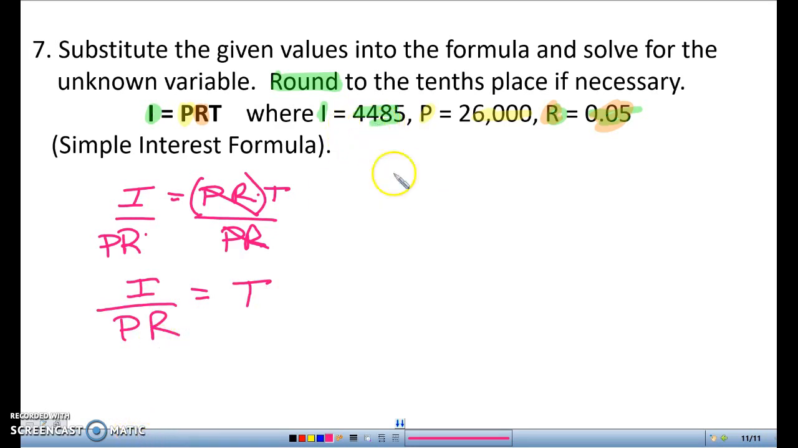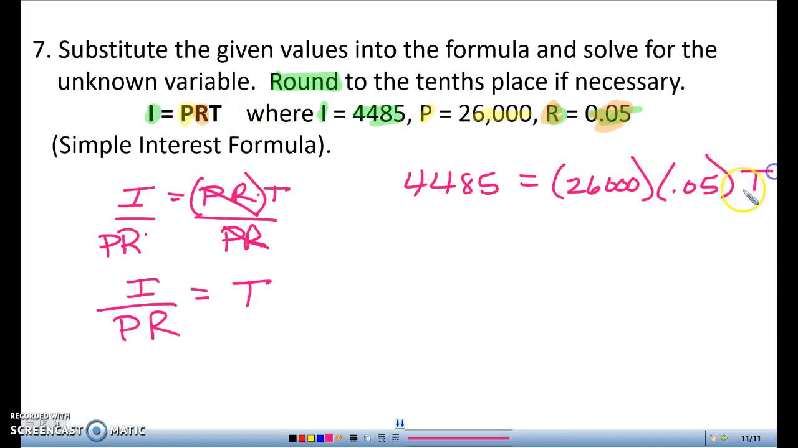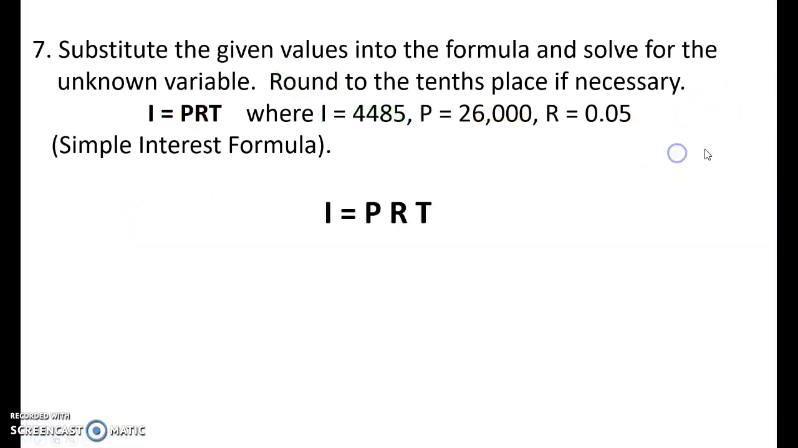Most people will just do this. Okay, my I comes first. 4485 equals, then my P comes next, 26,000 multiplied by R, 0.05 times T. And then the next thing they'll do is multiply those two together and then divide both sides by the answer. Well, that's what you're doing here. Here's P and here's R. After you multiply them together, you're going to divide both sides by the product of PR. Okay?